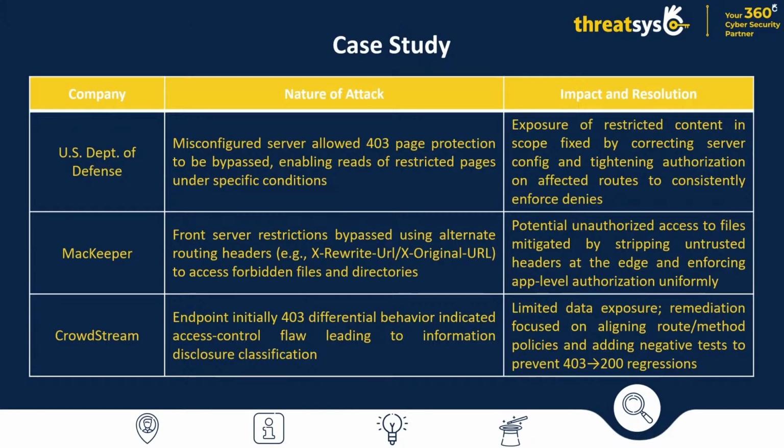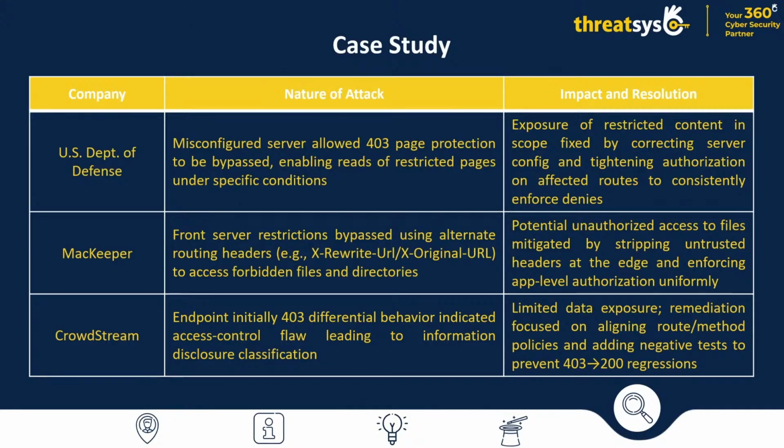First is the US Department of Defense, where restricted pages that are forbidden for the normal public were bypassed. By exposing this restricted content, the US Department of Defense faced a great loss, and it affected routes with consistently enforced denies.